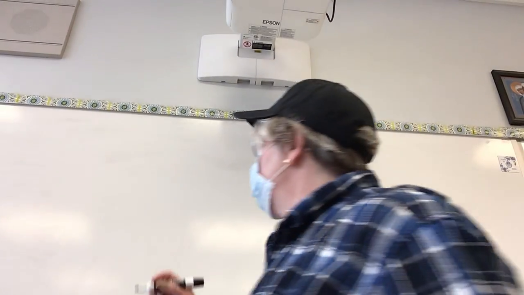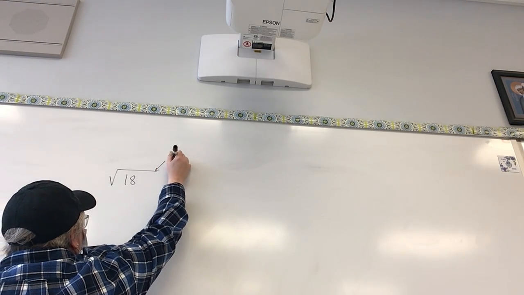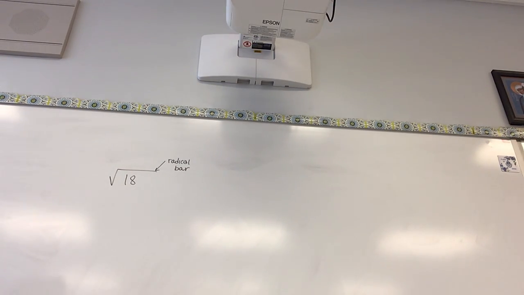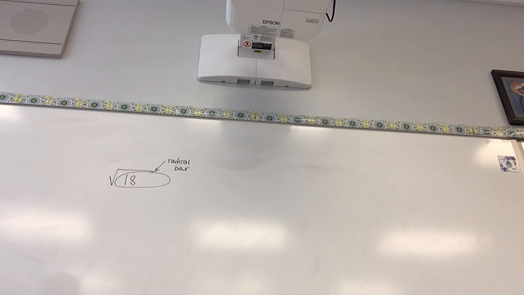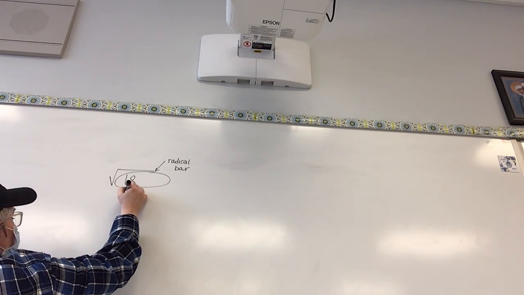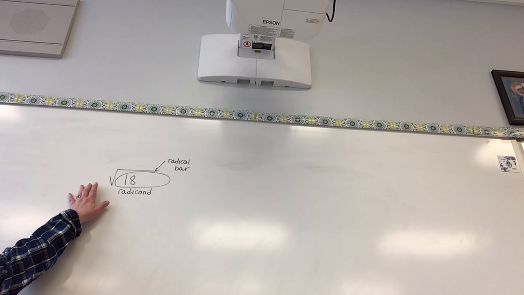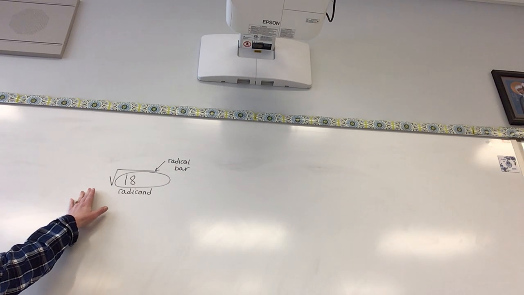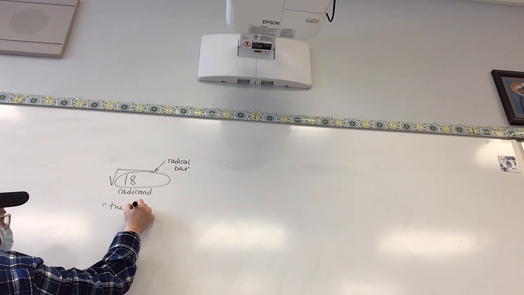The square root of, okay, so if we do the square root of 18, this is referred to as a radical bar or a radical sign. The number underneath, which sometimes can be numbers, can be variables, can be a combination of anything, this is referred to as your radicand. And if you were to read this out loud, you would say the square root of 18.